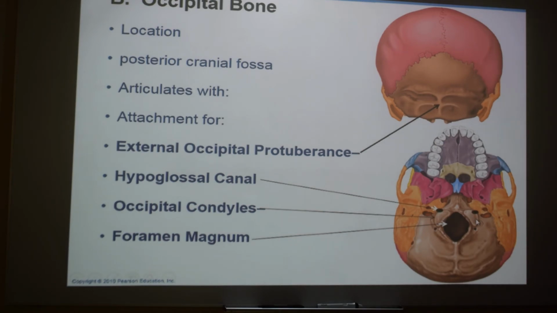You can see the condylar processes here, which are going to articulate with the atlas. So the atlas is the first cervical vertebra, which is going to articulate with the condylar processes of the skull. In front of the condylar processes you can see this foramen, which is the hypoglossal foramen. And this hypoglossal foramen, if you remember, transmits the hypoglossal nerve, and the hypoglossal nerve is the 12th cranial nerve, which supplies the muscles of the tongue.